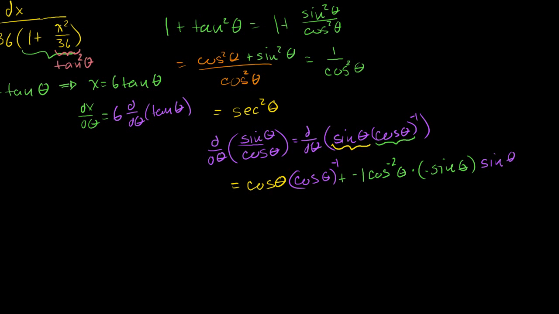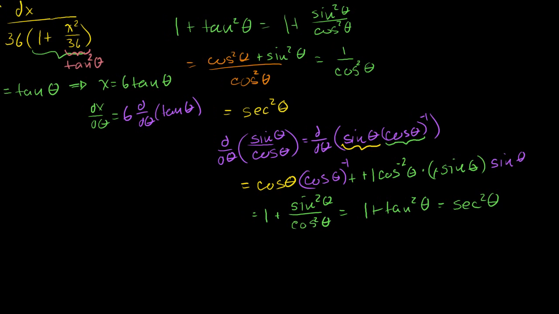So what does this equal? Cosine of theta divided by cosine of theta is equal to 1. And then I have a minus 1, and then I have a minus sine of theta. So that's plus, plus. And what do I have? I have sine squared, sine of theta times sine of theta, over cosine squared. So plus sine squared of theta over cosine squared of theta, which is equal to 1 plus tangent squared of theta. Well, what's 1 plus tangent squared of theta? I just showed you that. That's equal to secant squared of theta. So the derivative of tangent of theta is equal to secant squared of theta.